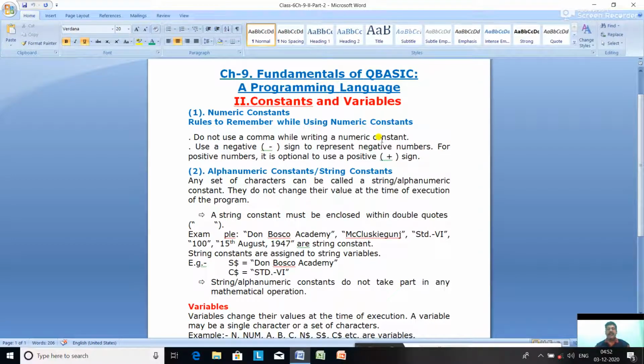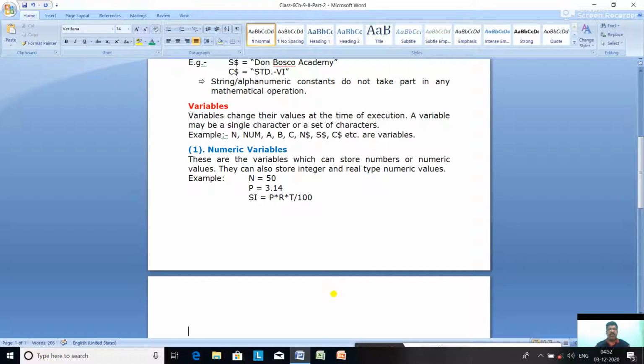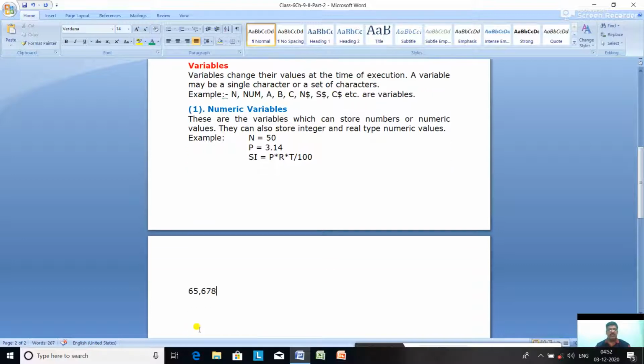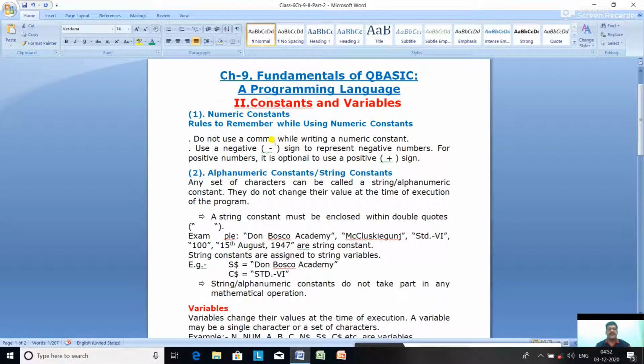When we write numeric constants, we have to follow these two rules. First, never use a comma while writing a numeric constant. Like 65,000,678, this comma is wrong. A comma is not permitted in QBasic in a numeric constant.